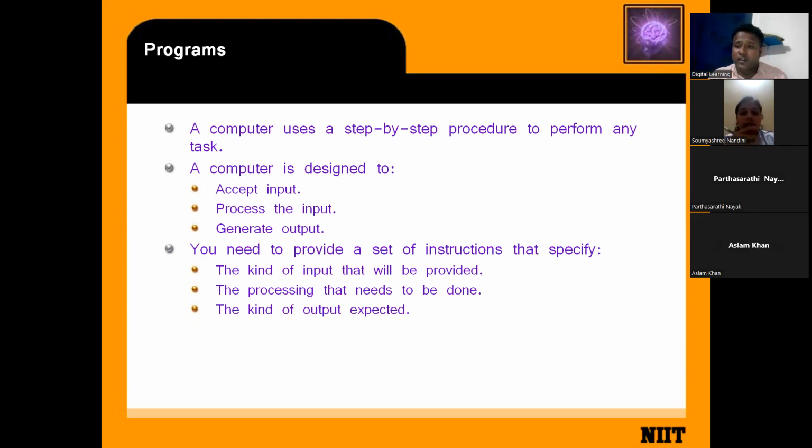In a similar way, the computer also follows the IPO cycle, and you have to follow the step-by-step process to perform any action. A computer follows a step-by-step process, like first it accepts the input. As you know, a computer works through the IPO cycle. So when you are passing the input or using any kind of software, that software also follows the IPO cycle.